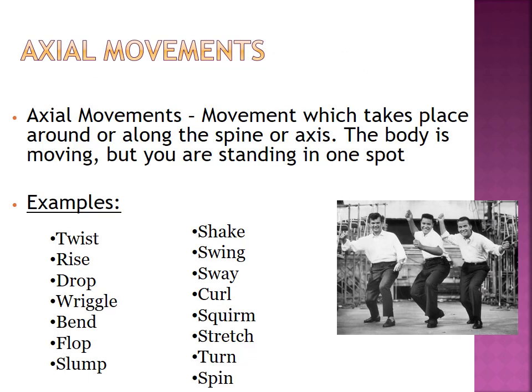Axial movements, on the other hand, take place along the spine or the axis. So in these movements, the feet stay in the same place, but the spine or axis moves. So you remain standing in one spot. Some examples here, we can twist, rise, drop, wriggle, bend, flop, slump, etc. I think you can notice by the words that we've got here, though, you can see none of these movements occur through space. They all occur with the feet staying in one position. And that's the difference between axial and locomotor movements.